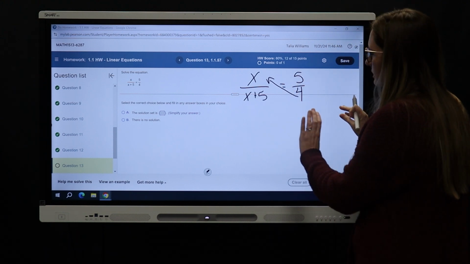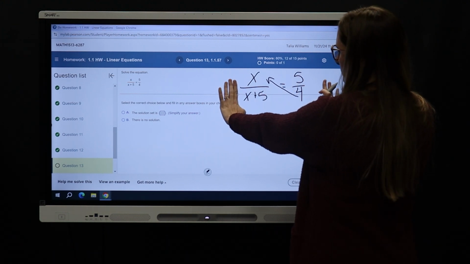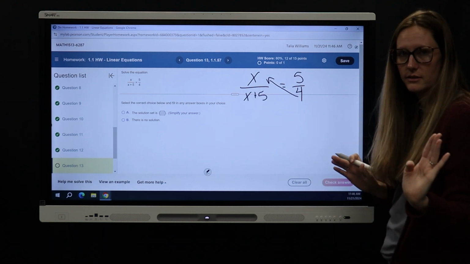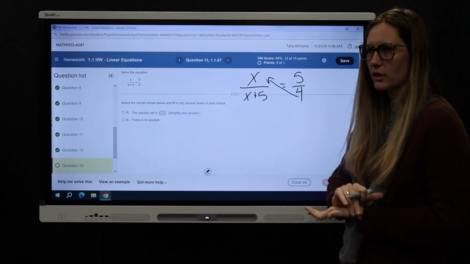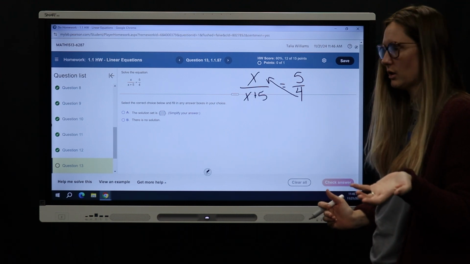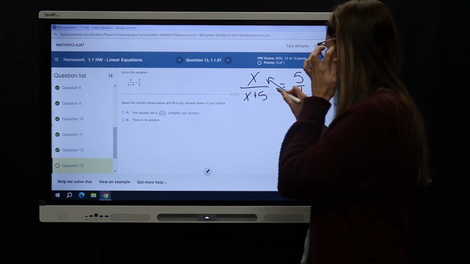And we can only do this because nothing is being added and subtracted on these outsides. If there was a plus 1 over here, we couldn't do this. We'd have to scratch it, find our common denominator, and multiply everything by the common denominator, and then work the problem. But it's not, so we can.